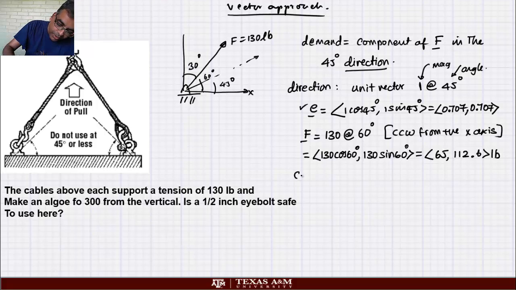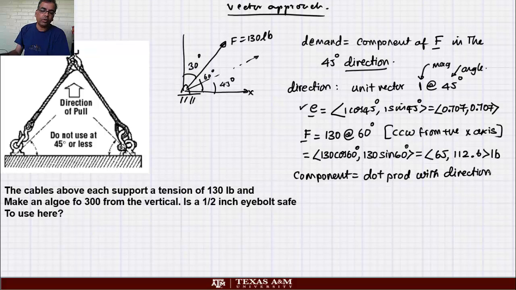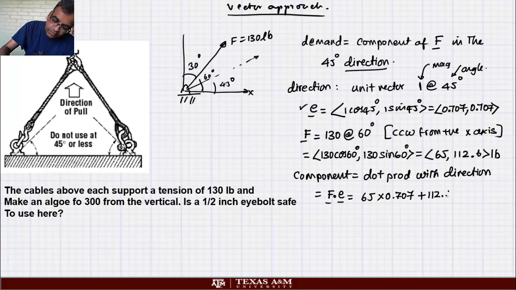Okay. Now component equals dot product with direction. That's what component means. So we know how to do that. F dotted with E will turn out to be 65 times 0.707 plus 112.6 times 0.707, which turns out to be 126 pounds approximately.